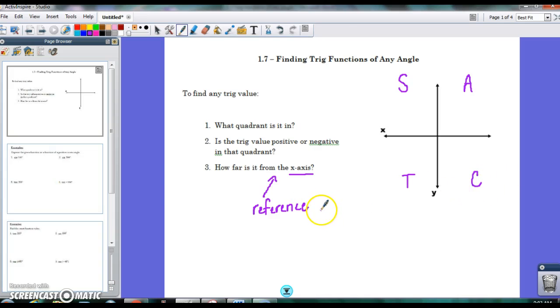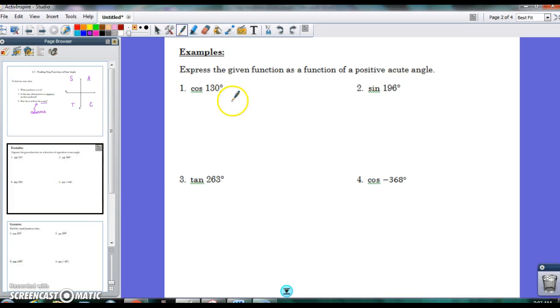Okay, but these are the three questions in this order that you want to ask yourself whenever you're doing these types of problems. I promise you it gets easy. It does become automatic once you do it a few times. Just ask yourself those three questions and you'll get the right answer every time. So let me show you what I mean.